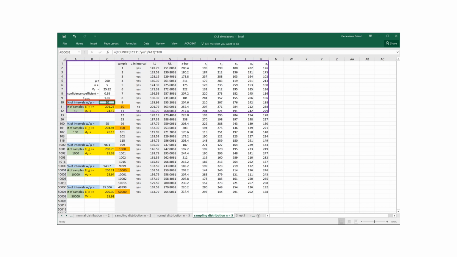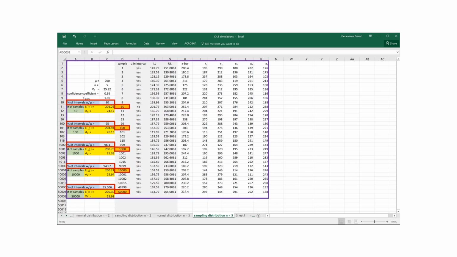Next, I instructed Excel to count how many yes I have, and stated that in percentage terms. So here with my 10 samples and 10 corresponding interval estimates, 90% of them, or 9 out of 10, end up containing the population mean mu.